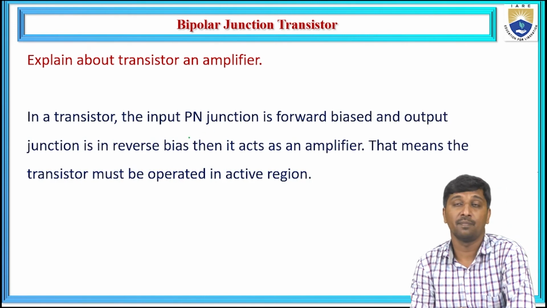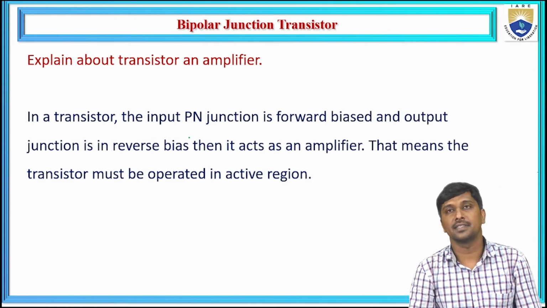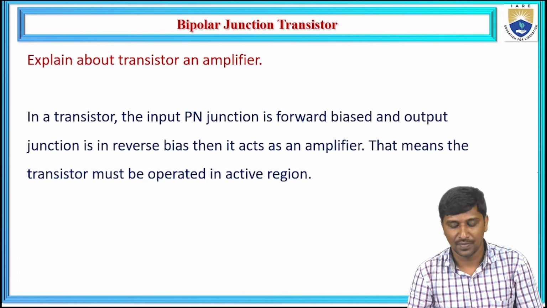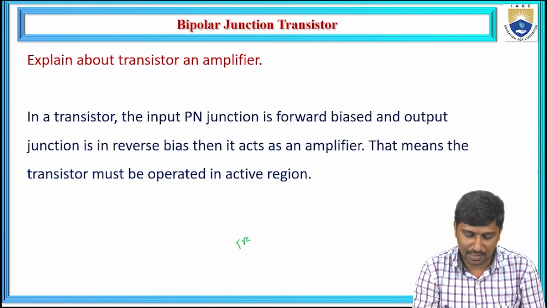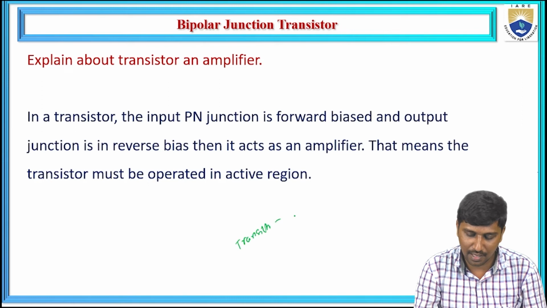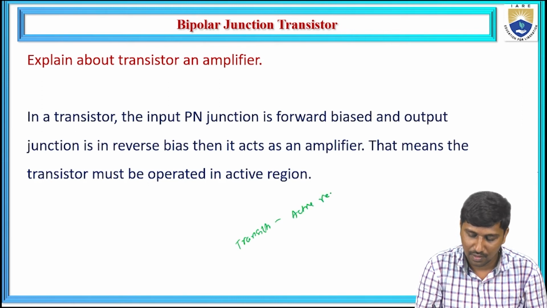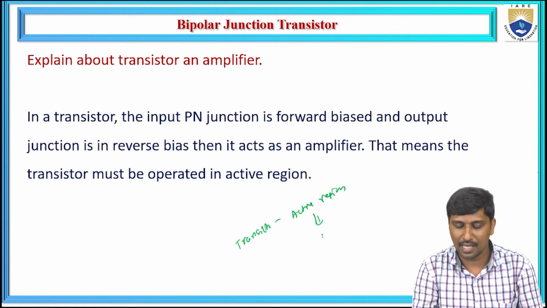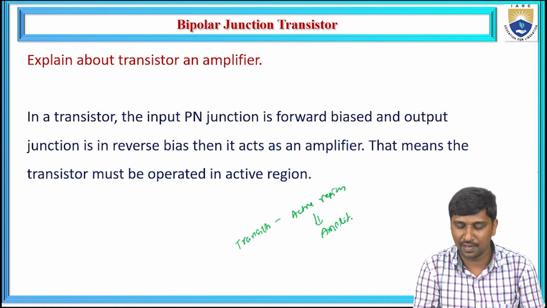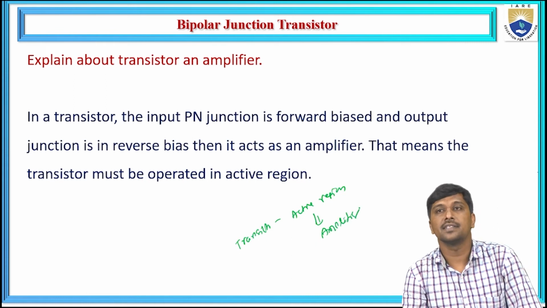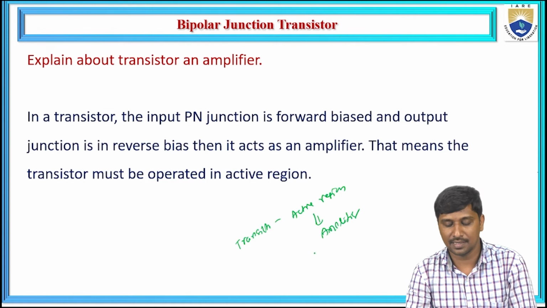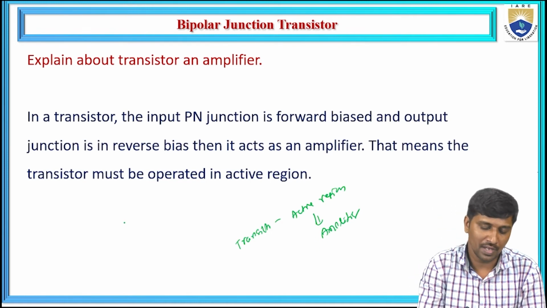But again, similarly, when the transistor acts as an amplifier, if the transistor enters an active region, then the transistor acts as an amplifier. When the transistor enters into the active region, the transistor acts as an amplifier. Now we know that we have two junctions.